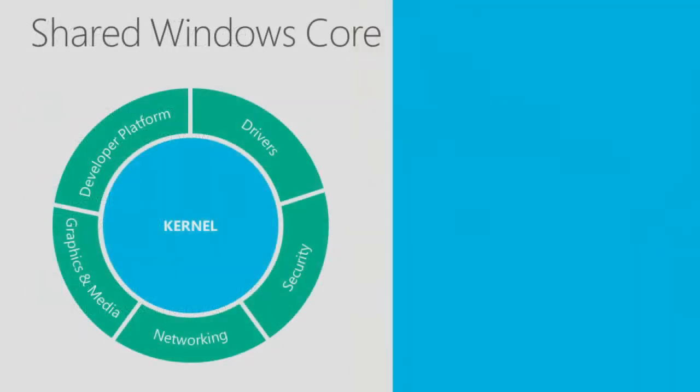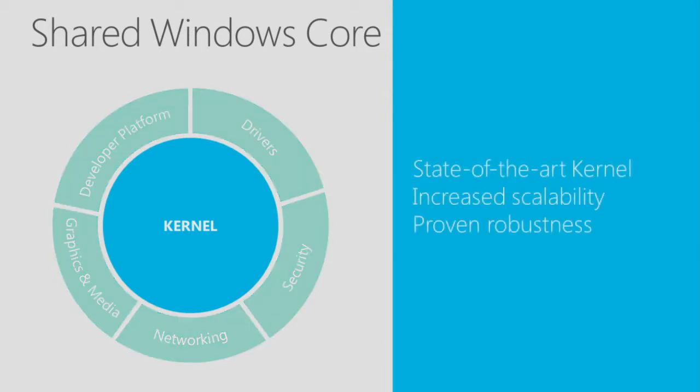So first, let's just dive right in and start talking about what's in this shared Windows core. First and foremost, Windows Phone 8 is based on the state-of-the-art Windows 8 kernel. This gives us increased scalability, like the multi-core support that Joe talked about, as well as proven robustness, with billions of people using Windows all the time.